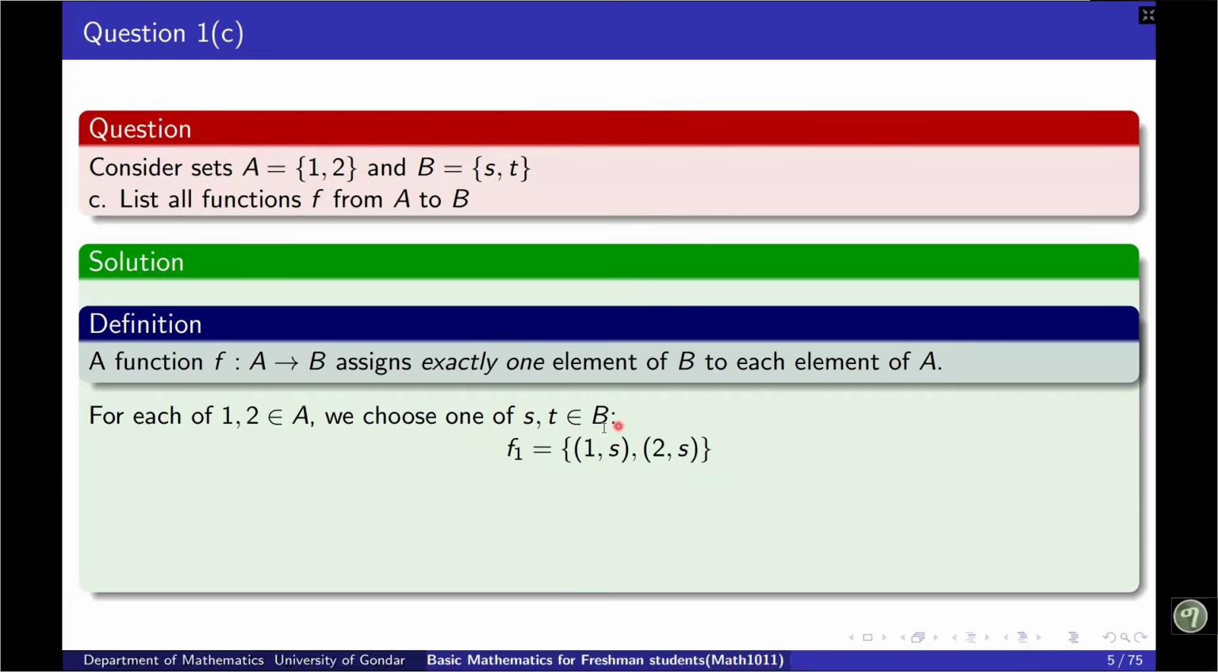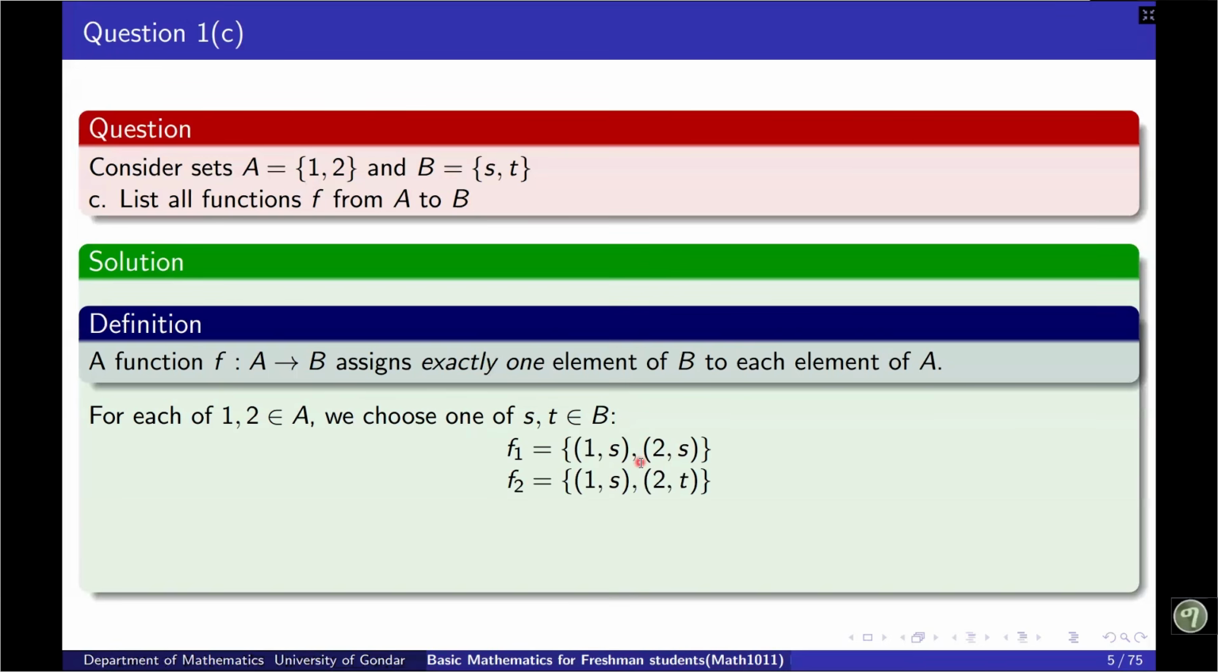So that's the first function: 1, which is the first element of set A, may be paired with S, and the second element, that is 2, which is an element of A, can be paired with the same element, the first element of this set, that is S. That is the first possibility. It is a function because 1 and 2 may have the same image, but there is no repetition of a domain.